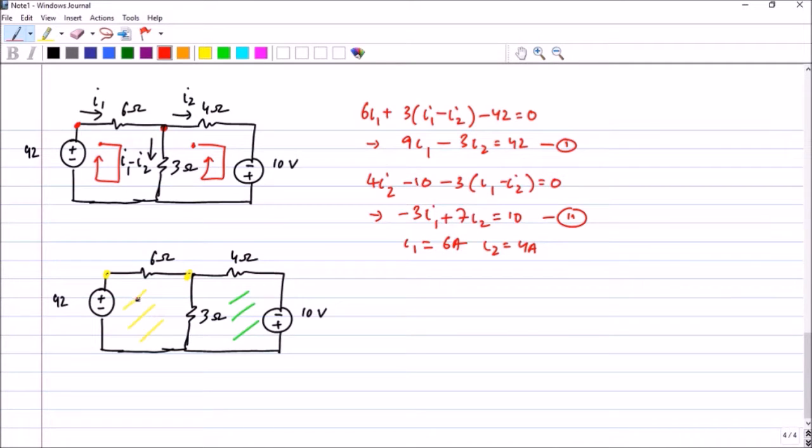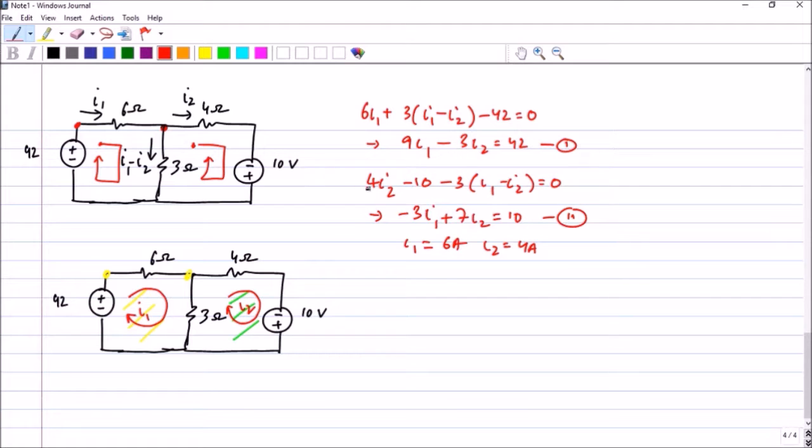Mesh currents, you have to put it like this. This is the mesh current I1 inside mesh 1 and this will be the mesh current I2 inside mesh 2. You can clearly see the mesh current I1 is flowing through the 6 ohm and the mesh current I2 is flowing through the 4 ohm. That is a good thing because elements which are not common in the two meshes have different currents, and that is an advantage for us.